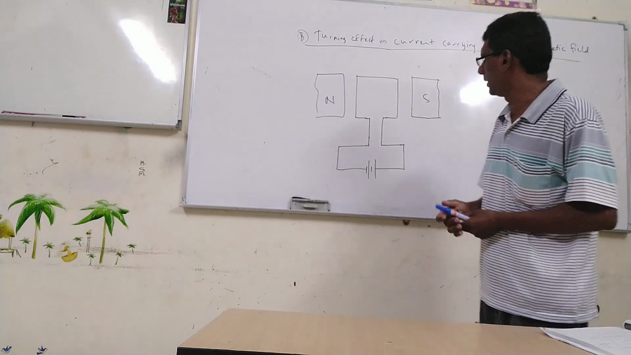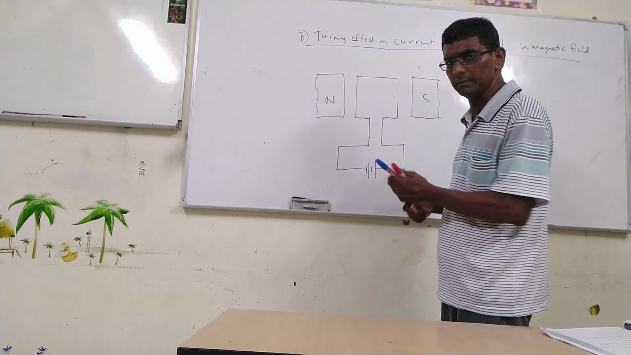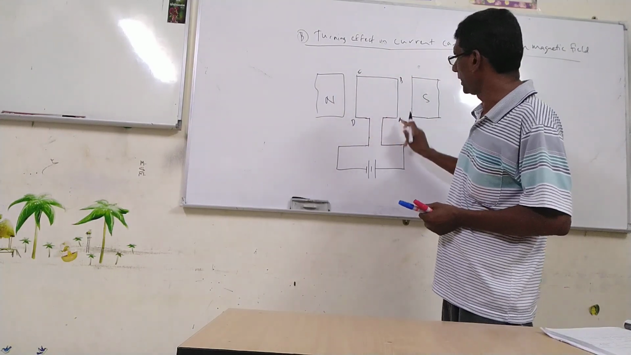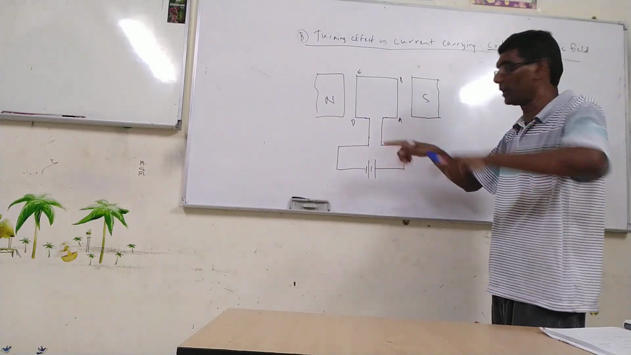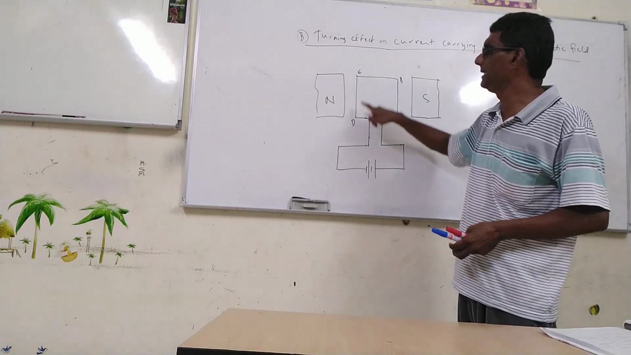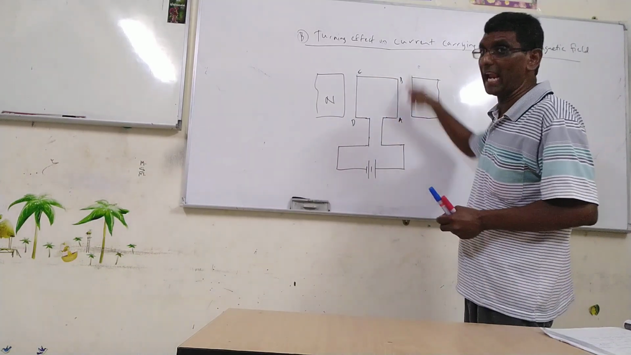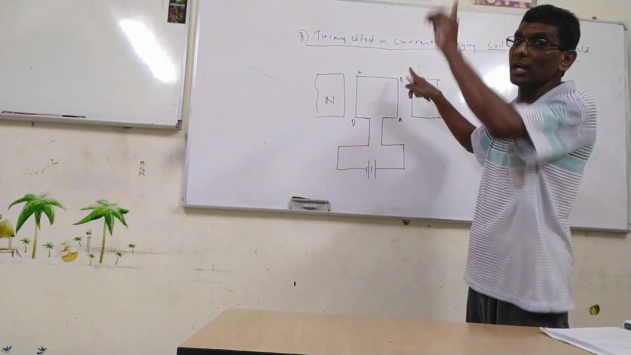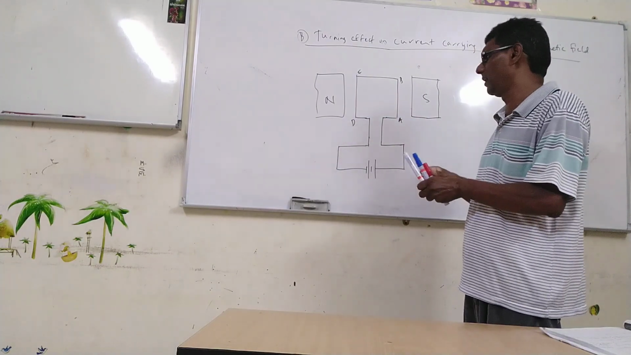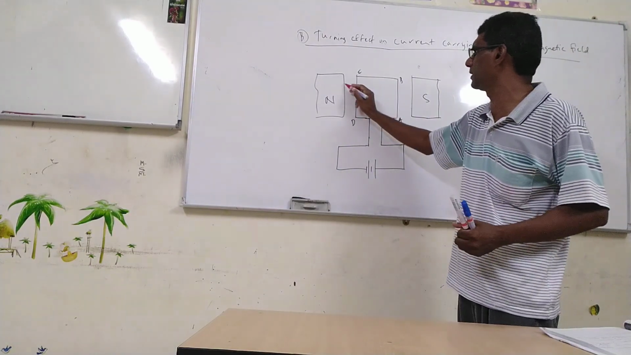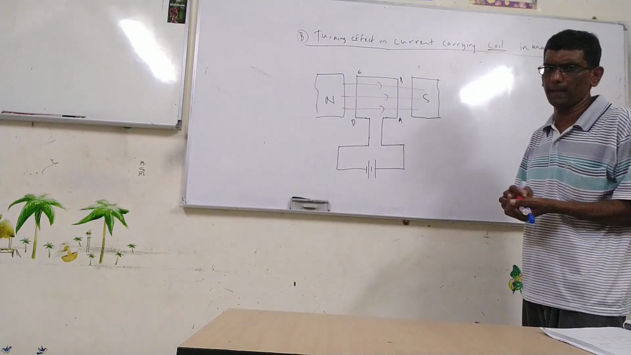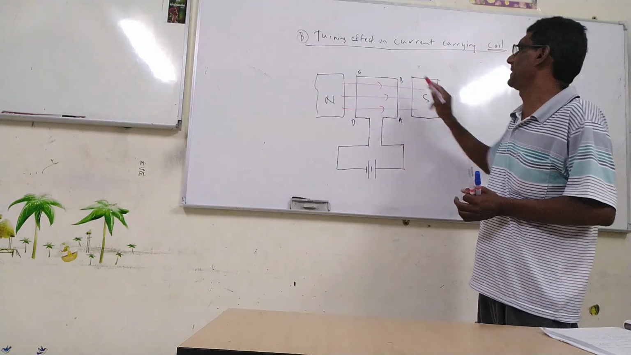Okay, this wire A, B, C, D is a flat coil. Before, we learned wire A, B, the conductor only, a straight wire. But now we are learning the coil A, B, C, D. As a result, the permanent magnetic field is flowing like this, north and south.